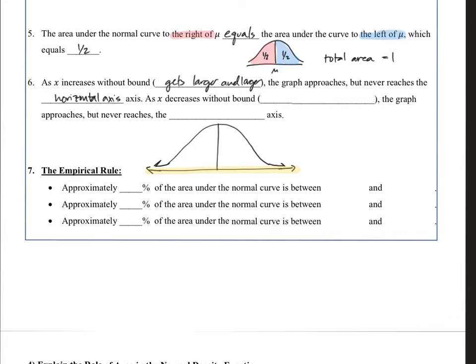Next, we look at a very similar option as x decreases without bound, and this gets smaller and smaller. The graph approaches but never reaches, once again, the horizontal axis, which you can see here as it heads off in that direction.